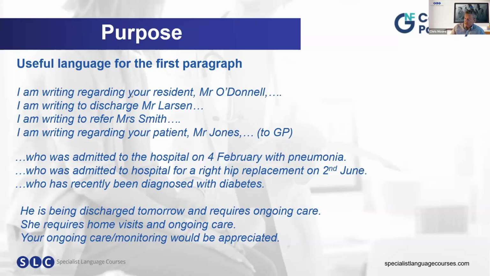Look, I am writing regarding your resident, Mr. O'Donnell, who was admitted to the hospital on 4th February with pneumonia, full stop. He is being discharged tomorrow and requires ongoing care. There you are. There's the purpose paragraph. One sentence giving the name of the patient, gives the context, and then you say in the second sentence in the first paragraph what the request is. We can do this here. Look, I am writing to discharge Mr. Larson, who was admitted to hospital with a right hip replacement on 2nd June. And then, not she, but he requires home visits and ongoing care. So there you go. There's the purpose paragraph.